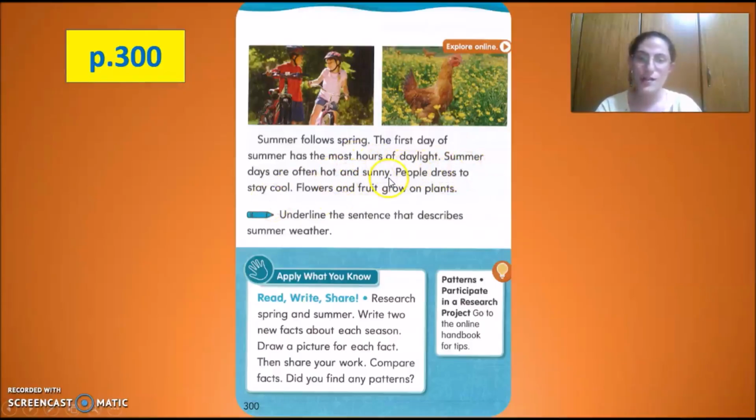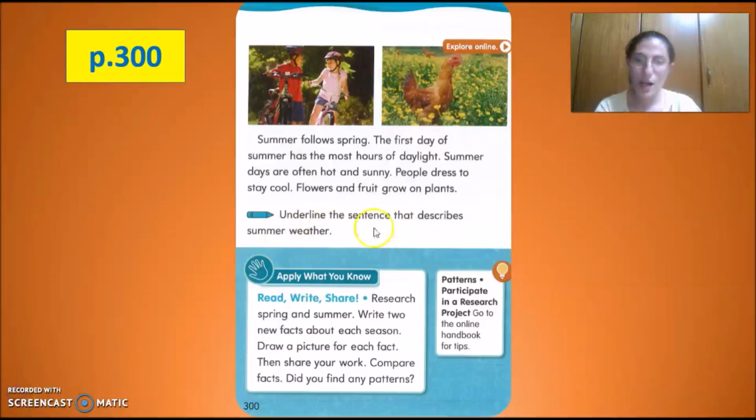Summer days are often hot and sunny. They're telling us that summer days are often hot and sunny, right? People dress to stay cool. Flowers and fruits grow on plants. So they're telling us that flowers and fruits grow on plants. Clear so far? So far, so good? Great. So during the summer days, it is hot and sunny. That's why people wear light clothes in order to stay cool, such as short shorts and short sleeves, or even we go to the beach to stay cool. And the flowers and fruits grow on plants. Why? Because it is really warm outside and we have a lot of sunlight.